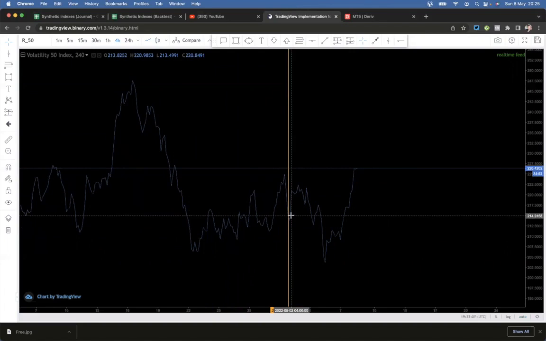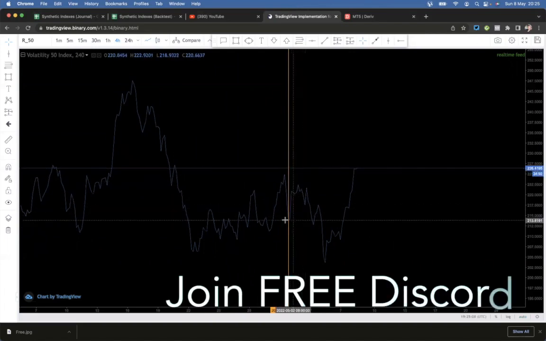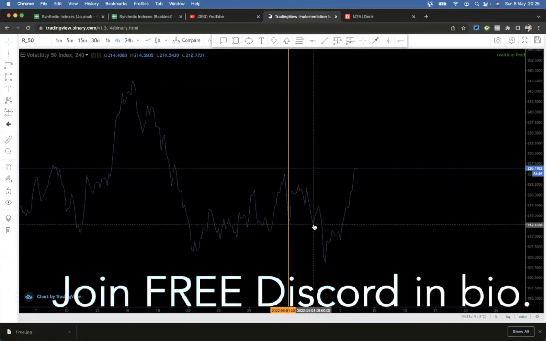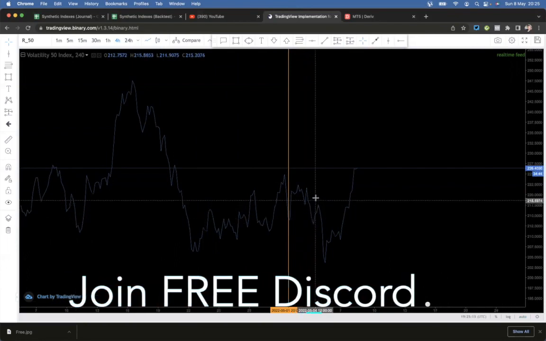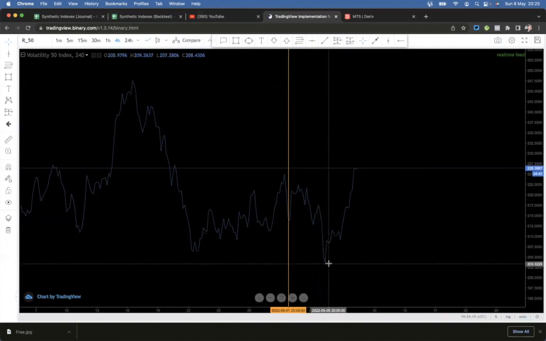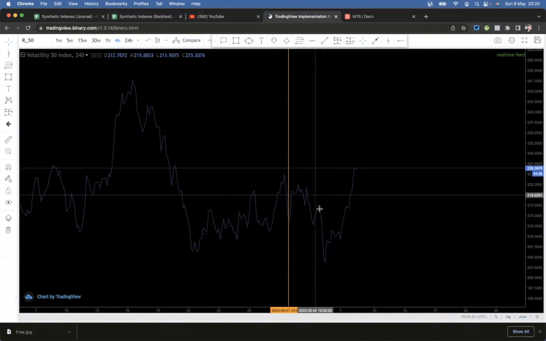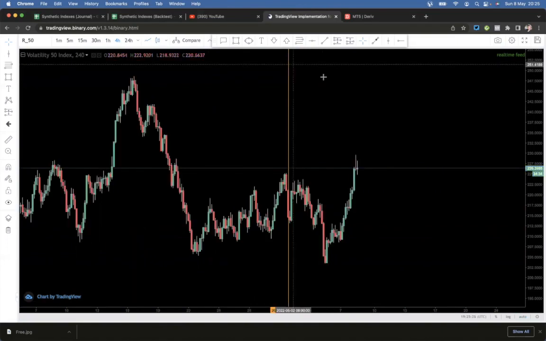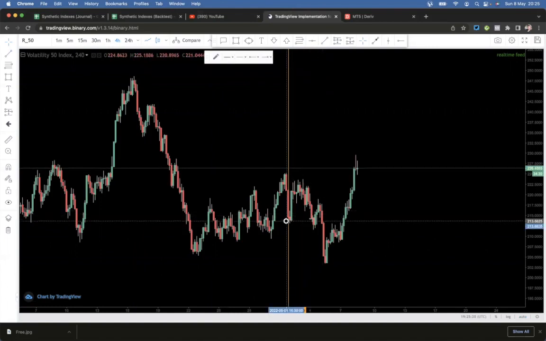Then the market failed to make a high, and then it broke this low right here. When it broke this low, what I was waiting for is a pullback to this area, and then a potential sell opportunity, which is exactly what happened. If I go back to the candles, you can see that price has broken this low.